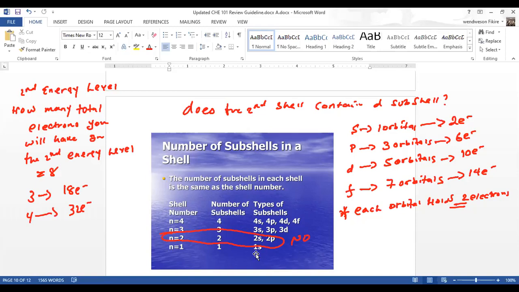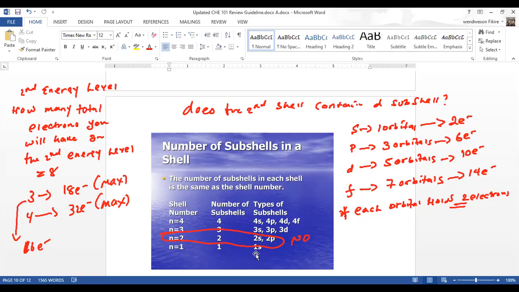Does the third energy level hold 16 electrons? Yes, the answer is yes. These numbers are maximum numbers. The only problem is that the third energy level doesn't have space to hold more than 18.